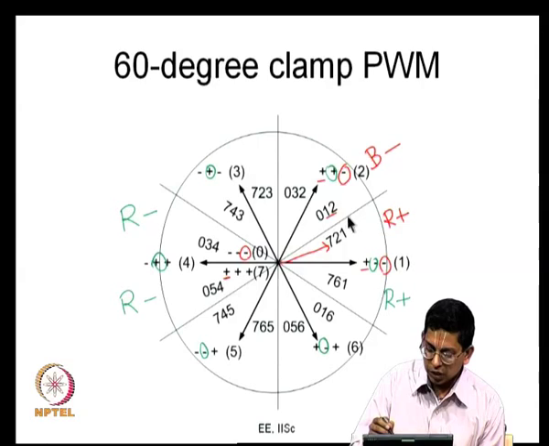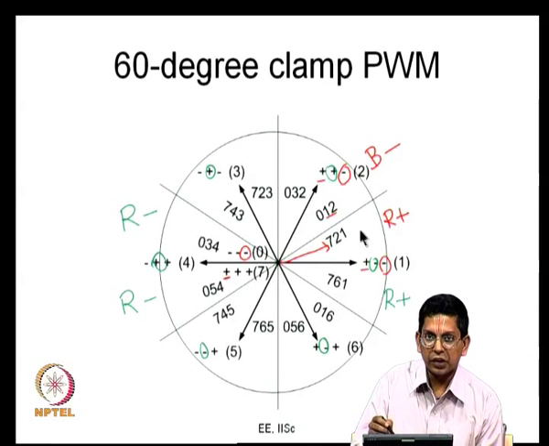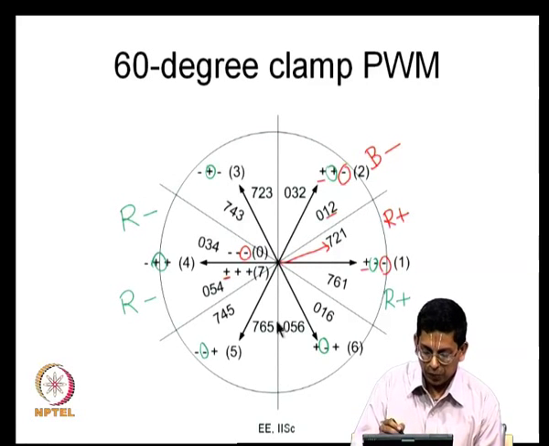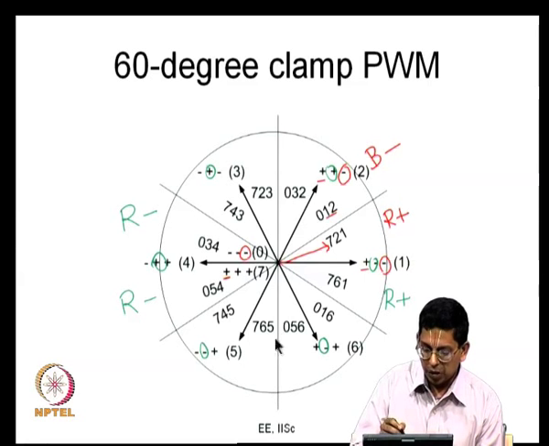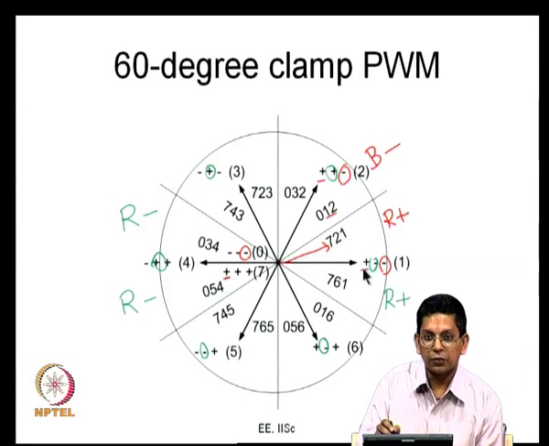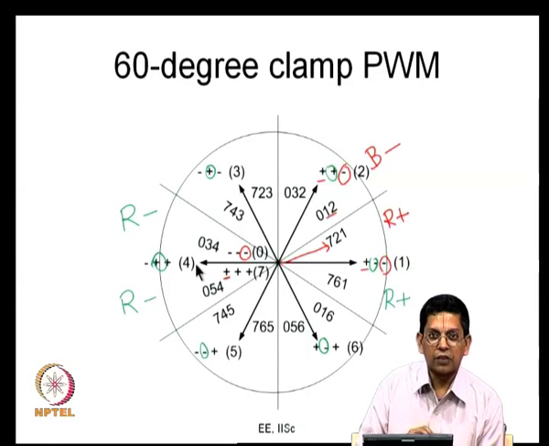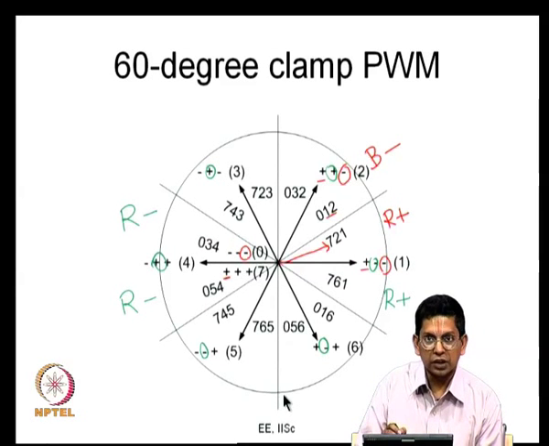So, this corresponds to the middle 60 degree duration of the positive half cycle of R phase. Now, this line corresponds to the positive 0 crossing of R phase. This is the positive peak of R phase, this is the negative peak of R phase, this is the positive 0 crossing of R, and this is the positive peak of R phase, which we can call 90 degrees now. This line corresponds to 60 degrees and this one corresponds to 120 degrees.